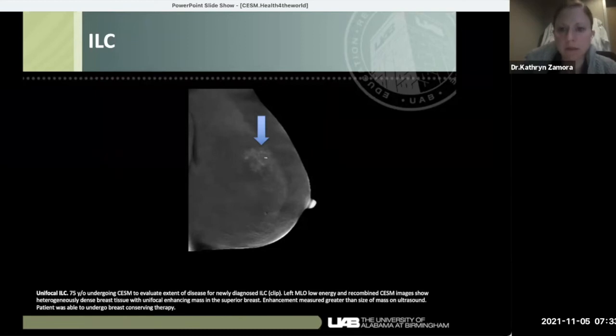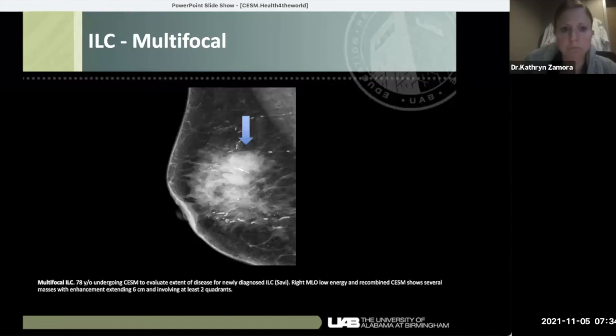One thing to note is that invasive lobular, as opposed to the invasive ductal that we saw earlier, sometimes has a tendency to enhance less avidly on contrast enhanced examinations, including contrast mammo and MRI. So that's something to be aware of when you're interpreting these images.